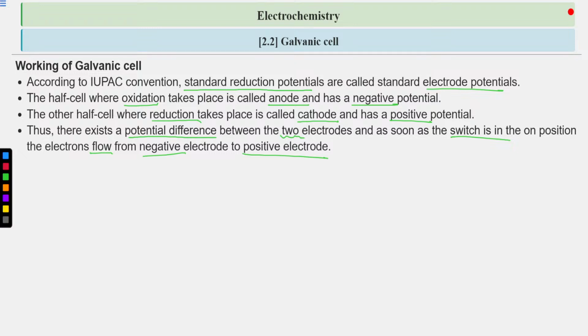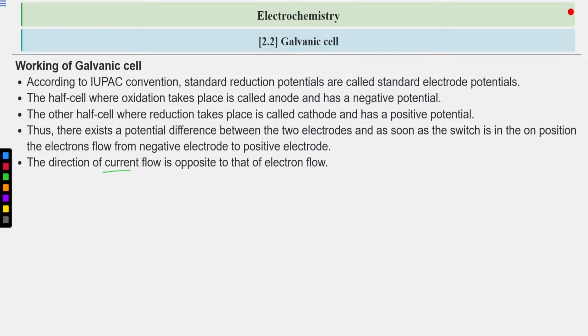Because the potentials of anode and cathode are opposite, there exists a potential difference between these two electrodes. As soon as the switch, which is joining our anode and cathode together in the circuit, is in the on position, the electrons start to flow from the negative electrode, which is the anode, to the positive electrode, which is our cathode.